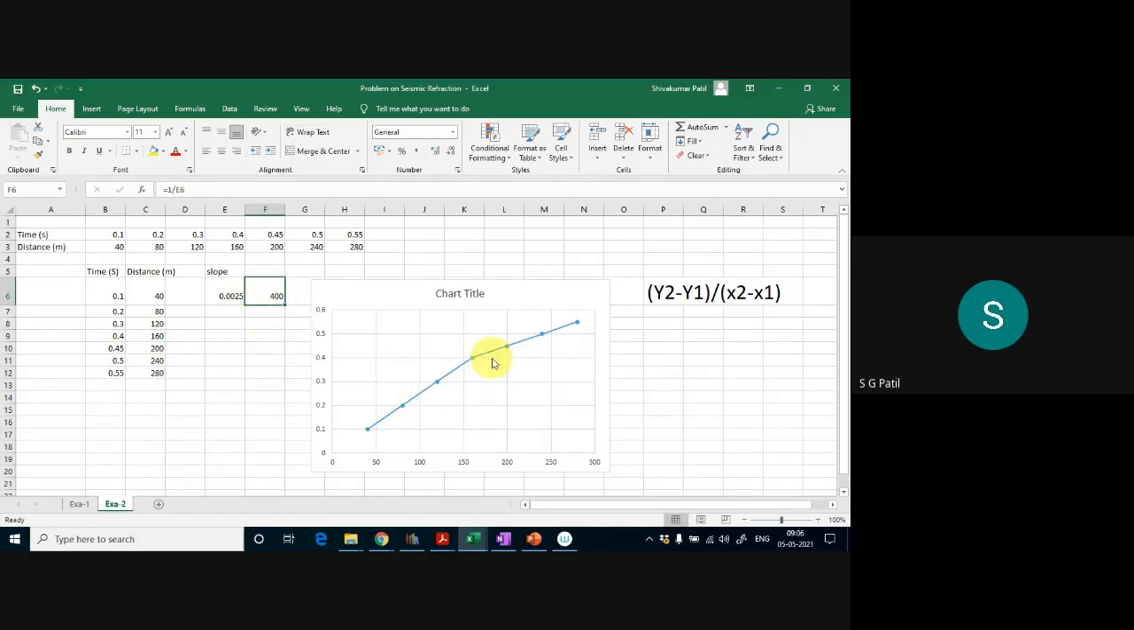Similarly, for this portion I should calculate. If I want to calculate the slope, it is y2 minus y1 divided by x2 minus x1.